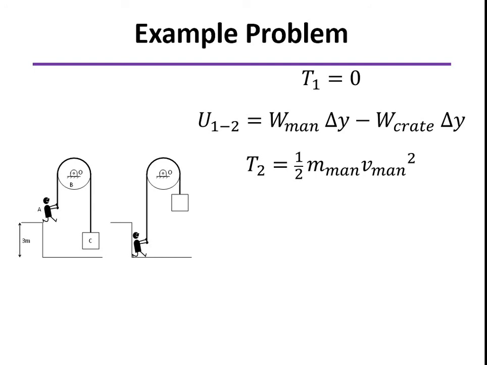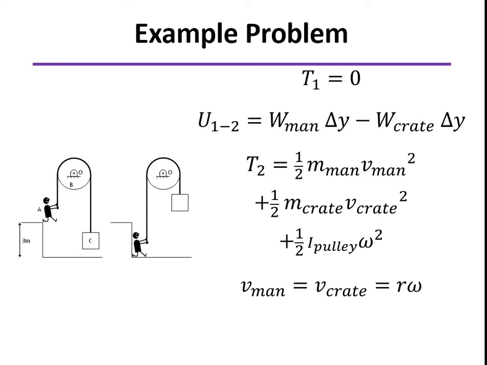The kinetic energy, there are 3 terms of that. There's 1/2 mv squared for the man. There's 1/2 mv squared of the crate. And finally, because we're not ignoring the mass of the pulley, there is 1/2 I omega squared of the pulley. And so when we set T1 plus the work done equal to T2, there's really only one unknown here because the velocity of the man and the velocity of the crate are going to be the same. And if there's no slipping of the rope on the pulley, then we know that either one of those velocities is equal to R times omega. So we can solve for the single unknown, which is just the velocity.